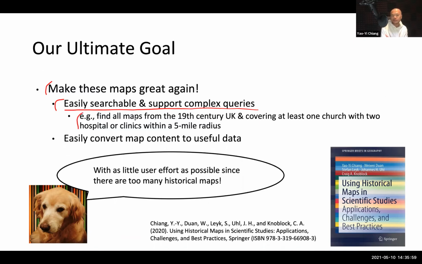I want to find all maps from the 19th century UK that cover at least one church with 2 hospitals or clinics within a 5-mile radius, right? So this gives you some context of your study, that you will be able to find the maps and use the map content to help you enrich your study. Also, we want to be able to convert map content to useful data that you can use in spatial databases or in a geographic information system very easily to do analysis. And with as little user effort as possible, since we have too many historical maps.